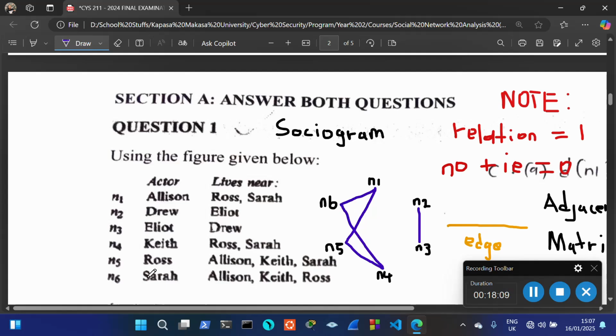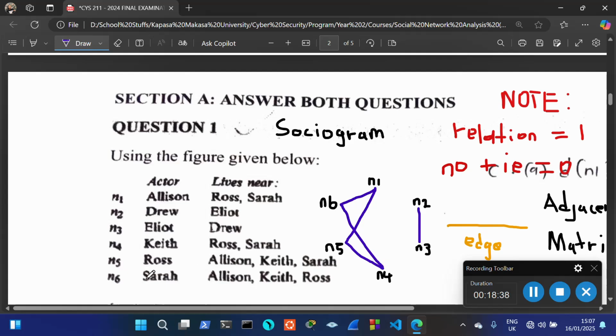Now we come to N5. N5 has a relation with Harrison, who is N1. Since N5 has a relation with N1 and this line already exists, it becomes an edge, no direction, okay? N5 has a relation with Kate, who happens to be N4. So N5 has a relation with N4. Again, this line already exists, so it becomes an edge.